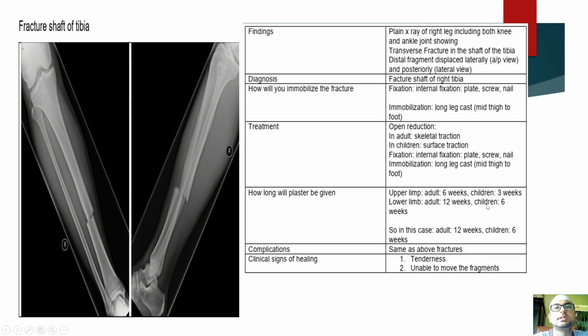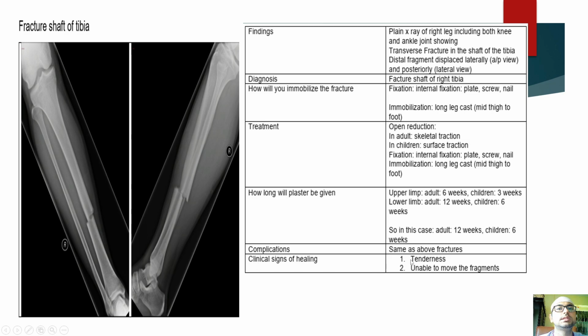Okay, just the time period, because the lower limb heals more slowly. In that case, upper limb 6 weeks is enough, and 3 weeks for children, and in the lower limb, adult 12 weeks and children 6 weeks. So in this case, adult 12 weeks, and if we go through only cast, in that case, healing will be much more delayed. Adult 12 weeks, children 6 weeks.